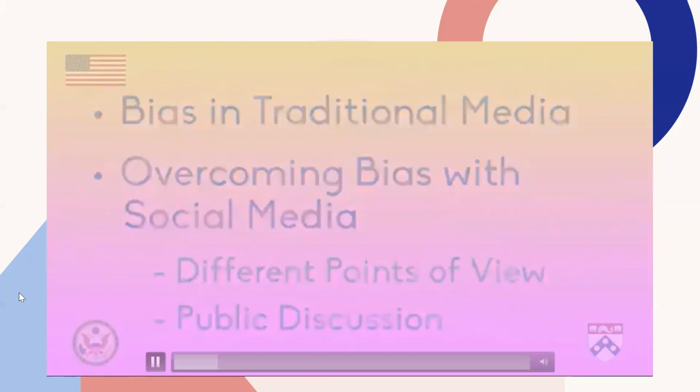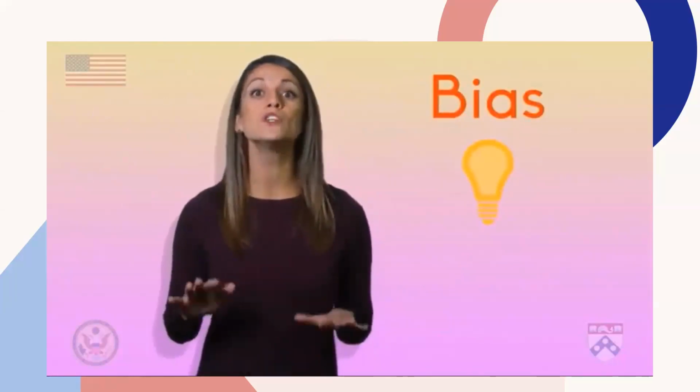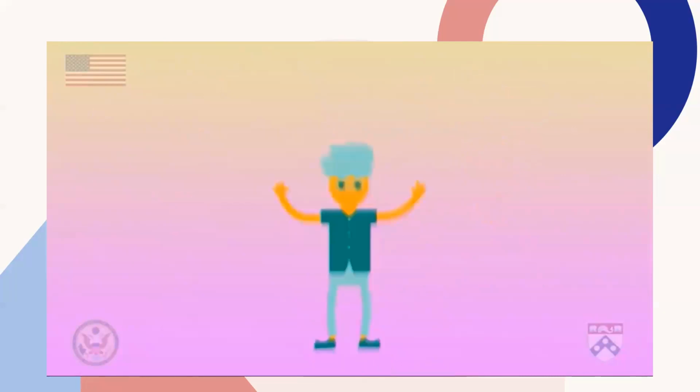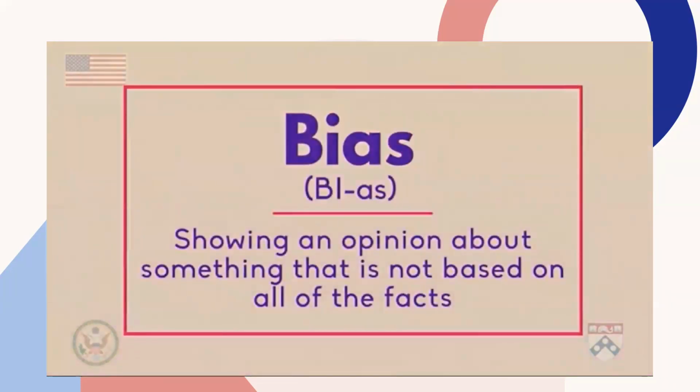Let's start with the idea of bias. Imagine you see a news story about a person that only shows negative information about that person and omits any positive information. This would be an unfair news story, of course. This is an example of bias. Bias means showing an opinion about something that is not based on all of the facts.